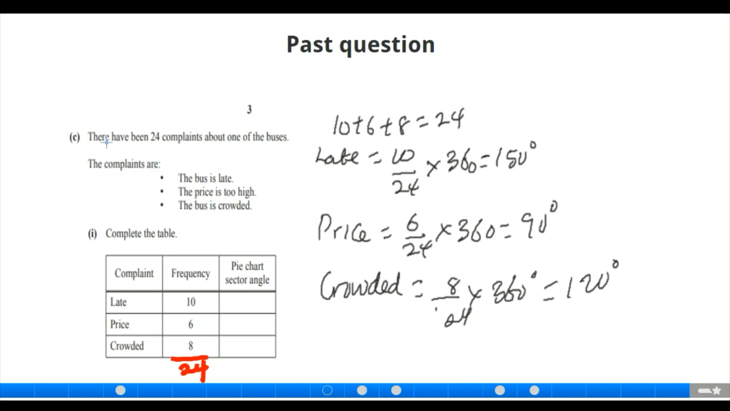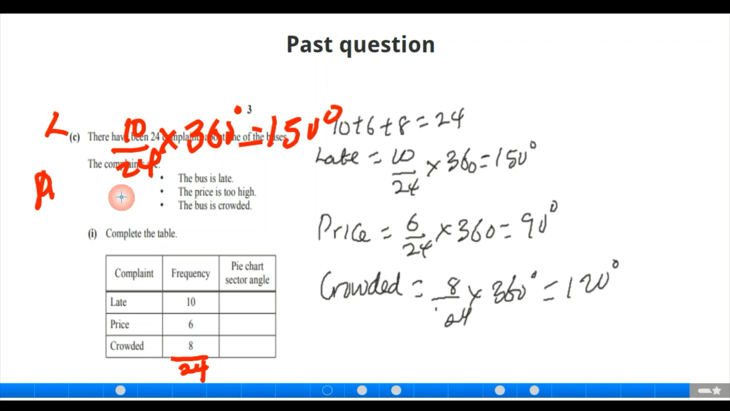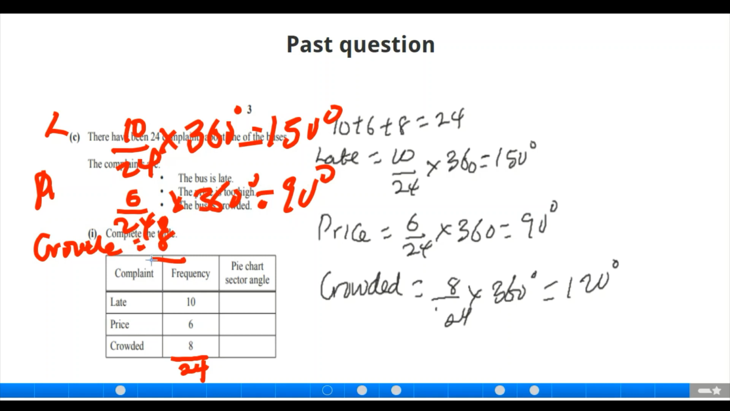So what we have to do here is we are multiplying. For late, 10 divided by 24 multiplied by 360. If we have that, that will give us 150 degrees for lateness. Okay, for price, that's going to be 6 divided by 24 multiplied by 360. If you have that, that's going to give us 90 degrees. For crowded, it's going to be 8 divided by 24 multiplied by 360, and that will give us 120. So if you add all of this together, it will give us 360 degrees.